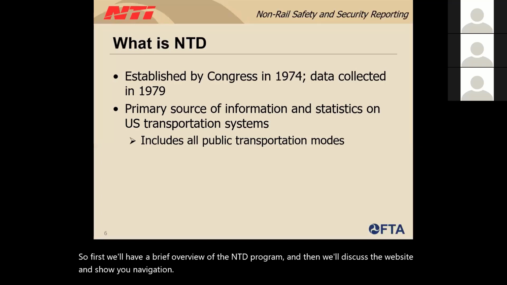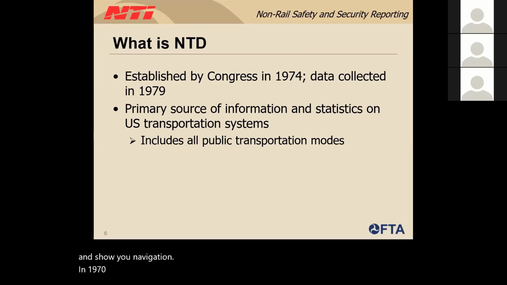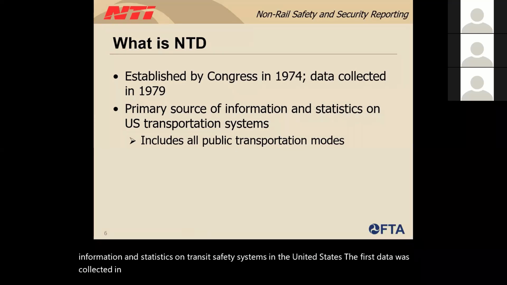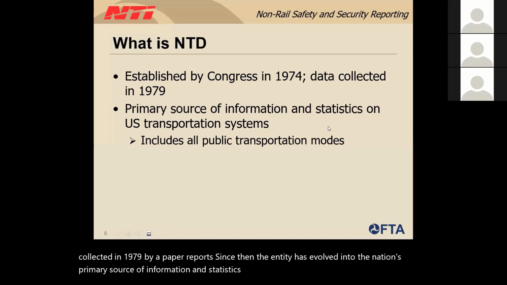In 1974, Congress established the National Transit Database Program as a means to collect information and statistics on transit safety systems in the United States. The first data was collected in 1979 via paper reports. Since then, the NTD has evolved into the nation's primary source of information and statistics on transit systems.